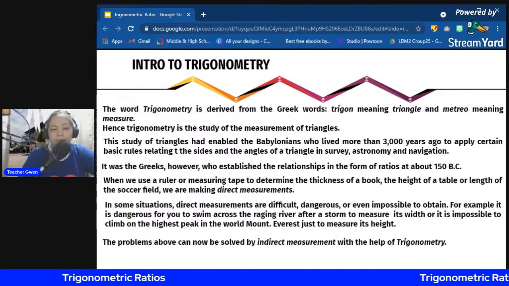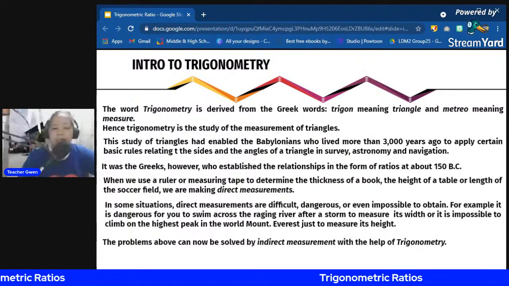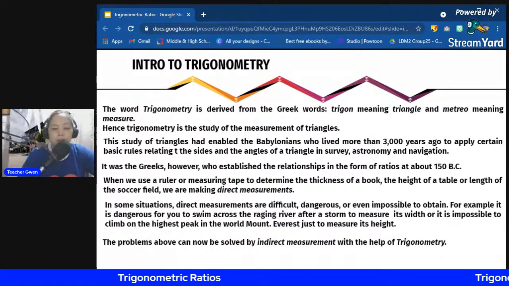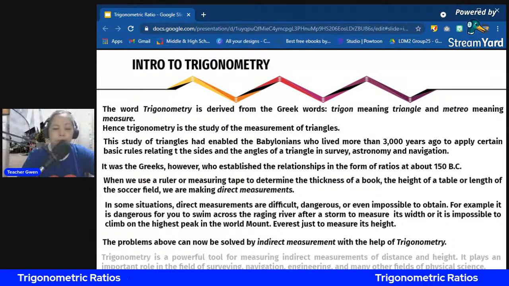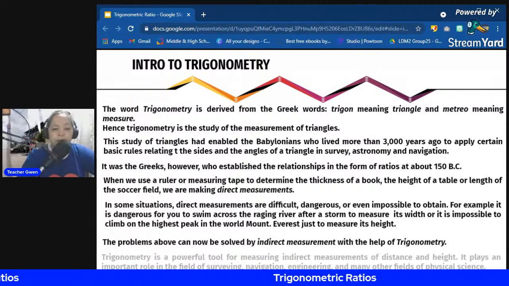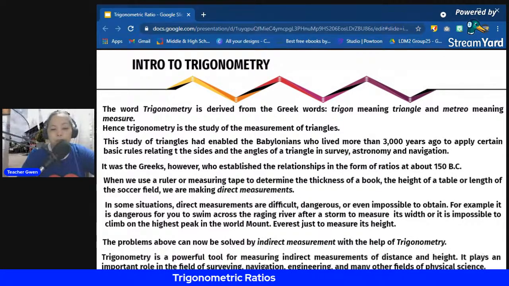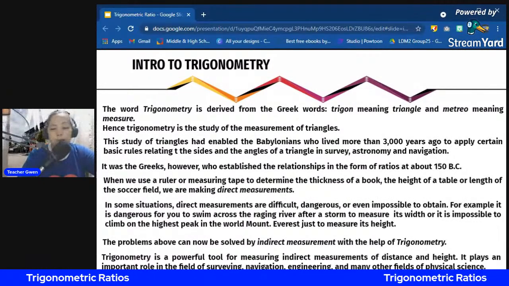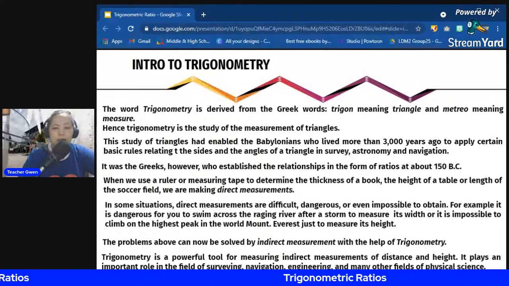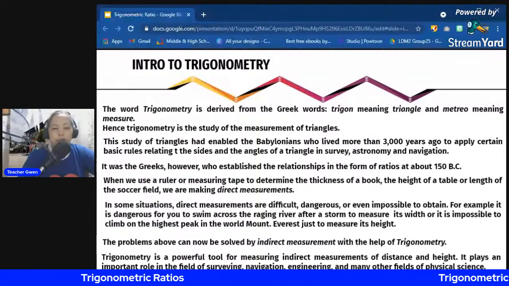The problems above can now be solved by indirect measurement with the help of trigonometry. So, trigonometry is a powerful tool for indirect measurements of distance and height, and plays an important role in the fields of surveying, navigation, engineering, and many other fields of physical science. I hope you are interested in learning about trigonometry.